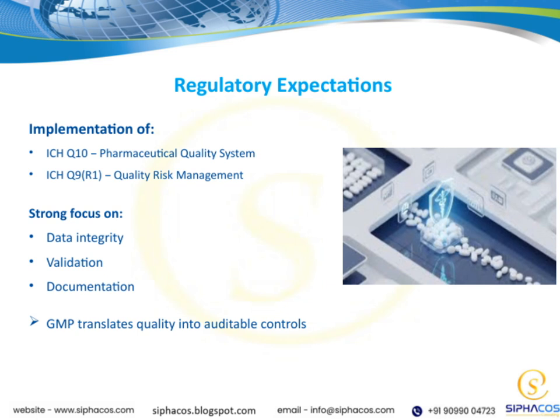Finally, good manufacturing practices, or GMP, translate all these principles into tangible, auditable controls. GMP ensures that every step of production is controlled, consistent, and transparent, which helps us meet regulatory expectations and maintain high-quality standards.